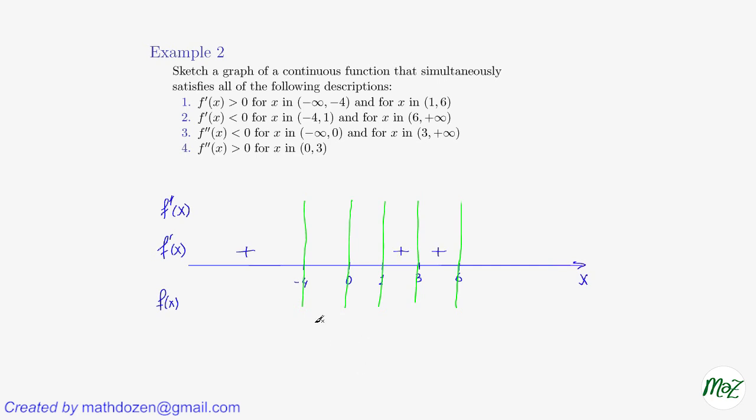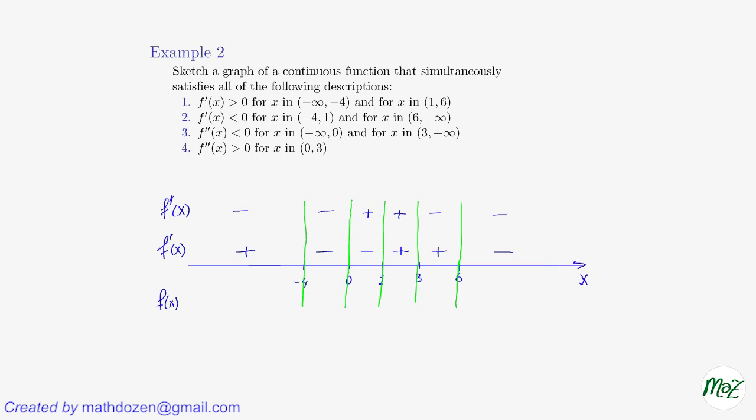So first of all, the first derivative is positive to the left of -4 and between 1 and 6. Secondly, first derivative is negative between -4 and 1, and to the right of 6. Then second derivative is negative to the left of 0, and between 3 and +∞. And then second derivative is positive between 0 and 3, so between 0 and 3 we put 2 plus signs.